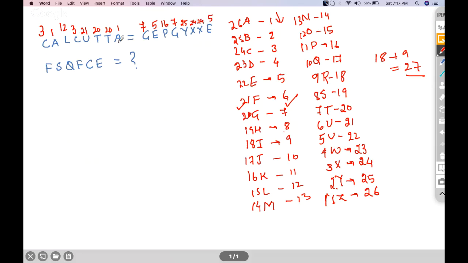24, 5. So if you look at the corresponding numbers, 3 is becoming 7, 1 is becoming 5, 12 is becoming 16, again 3 is becoming 7, 21 to 25, 20 to 24, 1 to 5. It means that this series is all about plus 4. So I'll do plus 4 here. 6 plus 4 is 10. 10 gives me Z. But as soon as you do plus 4, you are getting J.